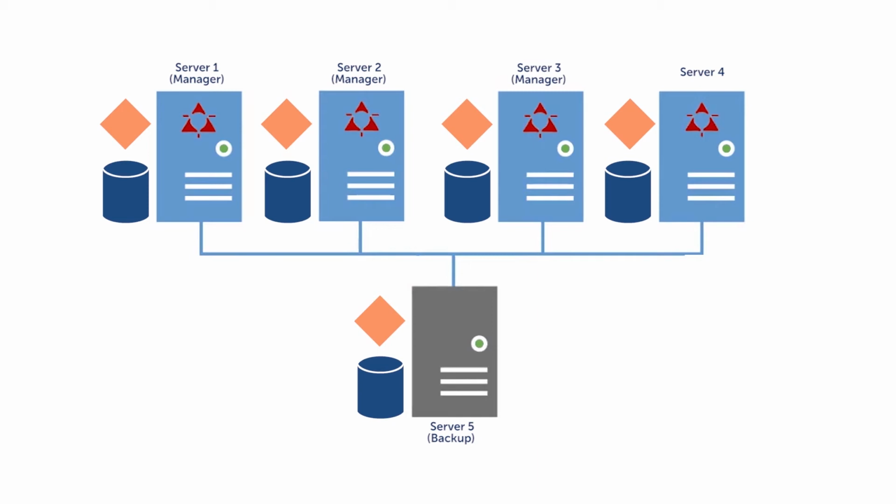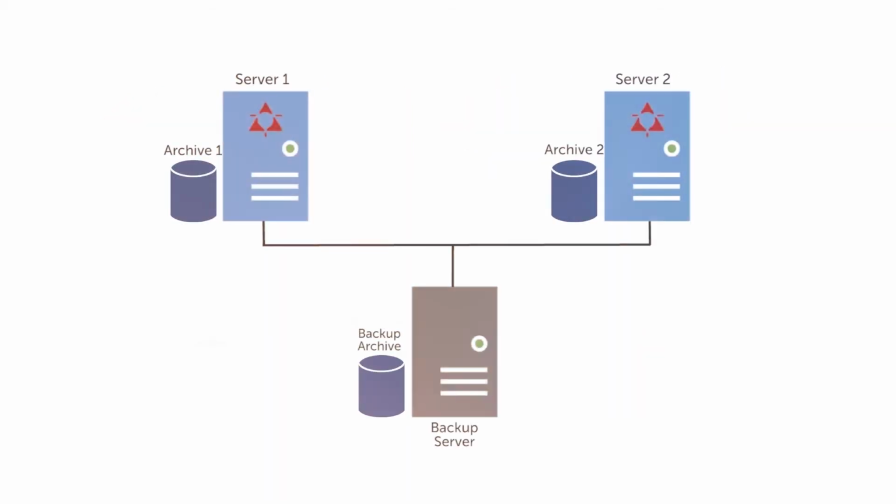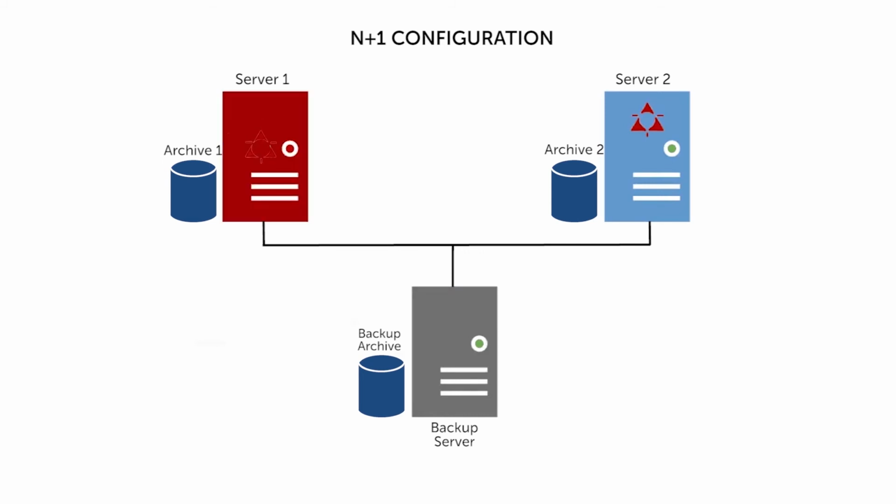A failover system configuration is a group of servers within a cluster selected for particular tasks. There are several configuration types. N+1 configuration includes several primary servers and one backup server. If a primary server fails, its node migrates to the backup server. The same happens in reverse when the primary server is back online.